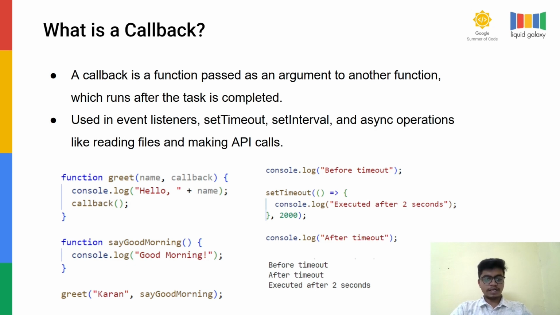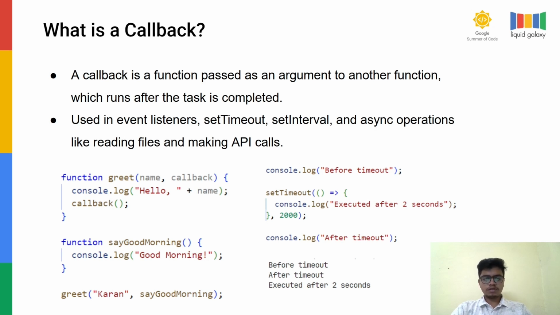Now we are calling the greet function, and we are passing the string Karan and a function name. As we discussed, this greet function takes two arguments, name and callback. So here name is Karan and callback is sayGoodMorning, right? So the output of this code in the console will be hello Karan, and as in the greet function the callback is called, sayGoodMorning will be called and good morning will be printed in the console.